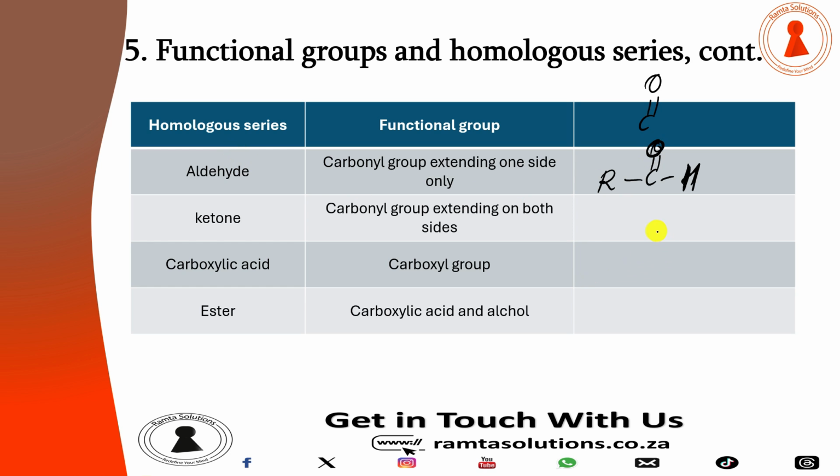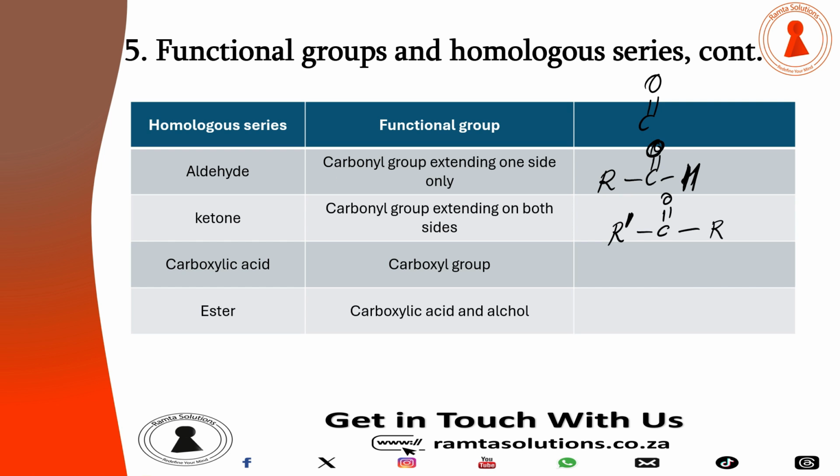A ketone will be a carbonyl group extending on both sides. So it'll be like this. One side is extending, and then another side will also be extending. The reason I'm writing the R prime is to say the R's do not necessarily need to be similar.